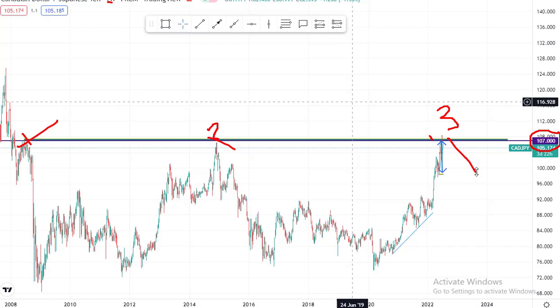So because of that, we have to scale down to the lower time frame to look at what is going on. We already know our intention. Our intention is that the market is going to get up to this 107 before selling.